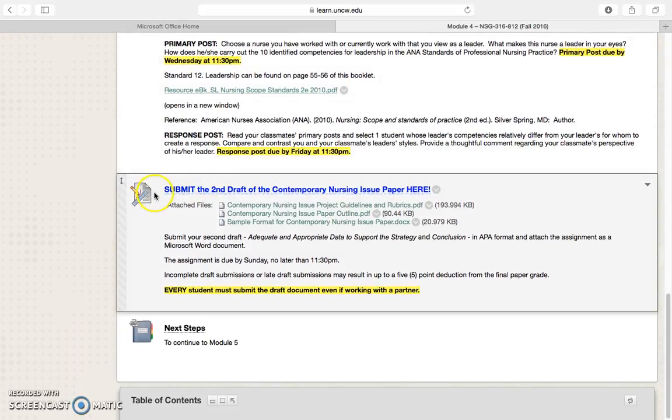Here's where you are submitting your second draft of the contemporary nursing issue paper. Again, you'll find your rubric, your outline, and your sample format of the paper here if you need to look at that. Again, if you are working with a partner, you will always need to submit your own copy of the paper, even if your partner submits it for you.